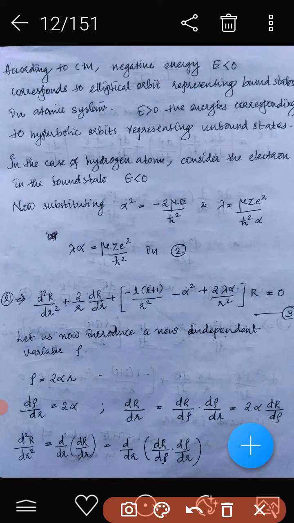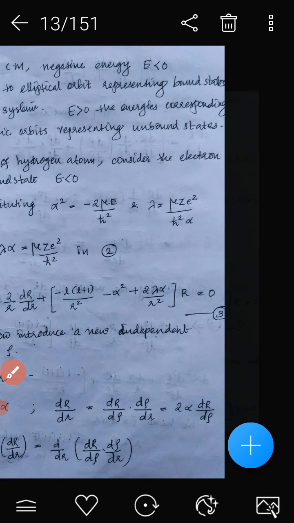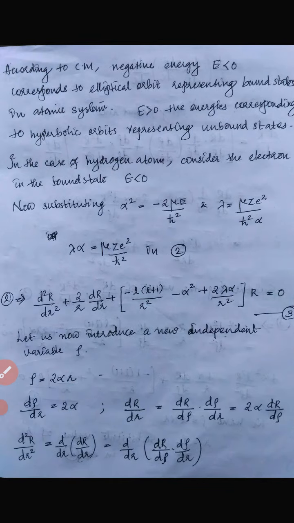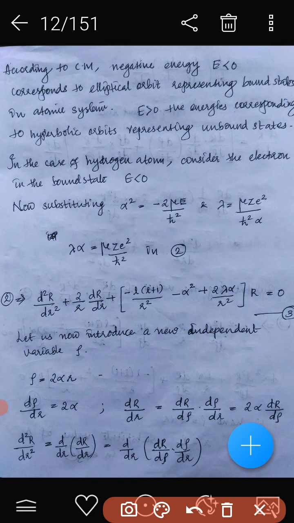Now we can substitute, instead of minus 2 mu E by h cross square, alpha square. Alpha square is equal to minus 2 mu E by h cross square, and lambda alpha is equal to mu Z e square by h cross square. We can substitute this in equation 2. Now the equation becomes this one, equation number 3.